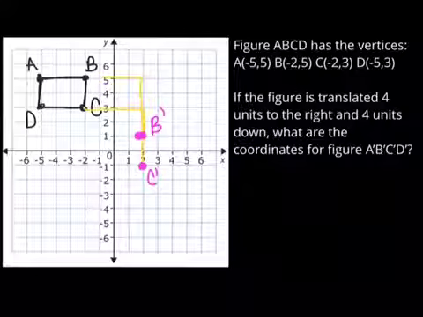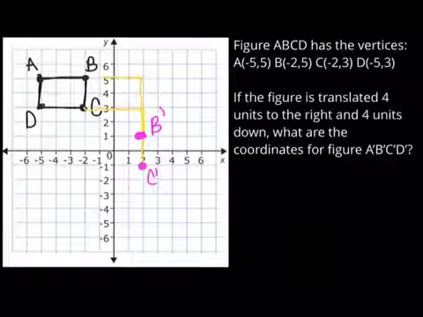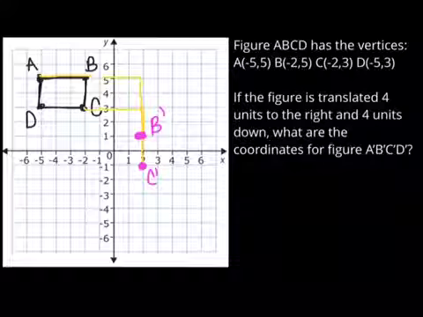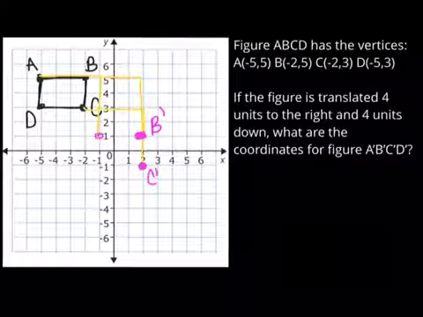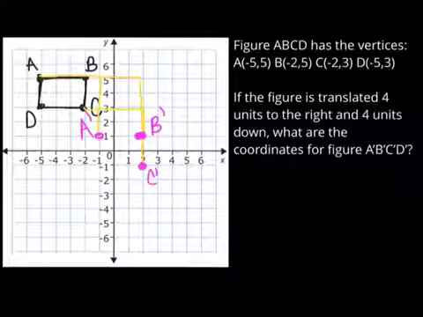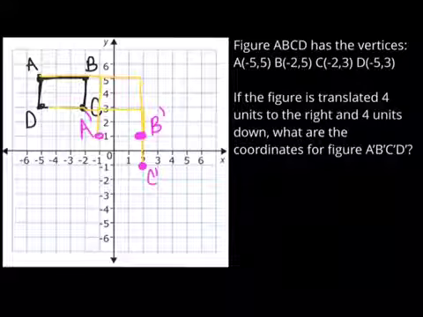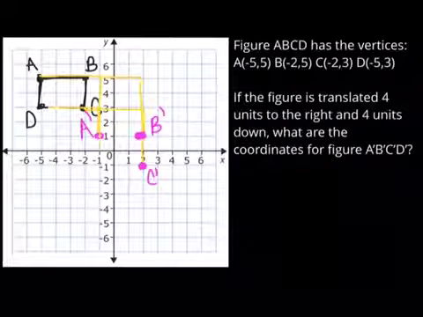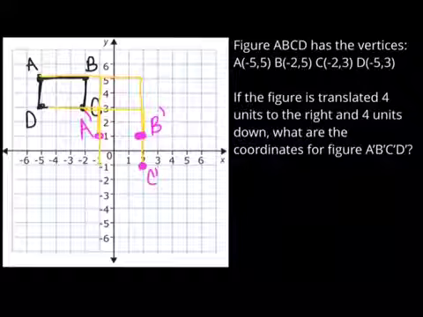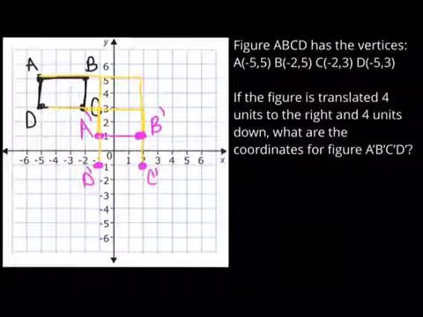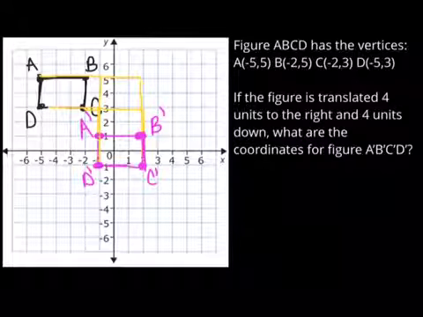So A, I'm going over 1, 2, 3, 4. There we go. And then I'm going down 1, 2, 3, 4. So there is my new A. So again, when it's new, we're going to put that prime. And last but not least, we're going to go over to D. So we're going to go over 1, 2, 3, 4, and down 1, 2, 3, 4. Okay. So when I label him D prime, if I did it correctly, those rectangles should look exactly the same.